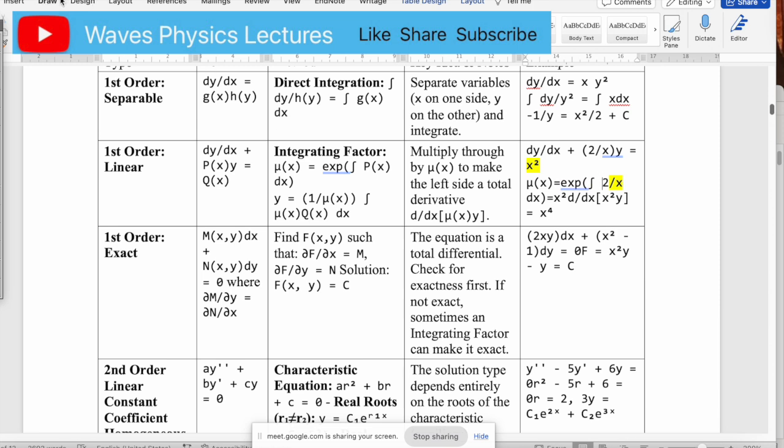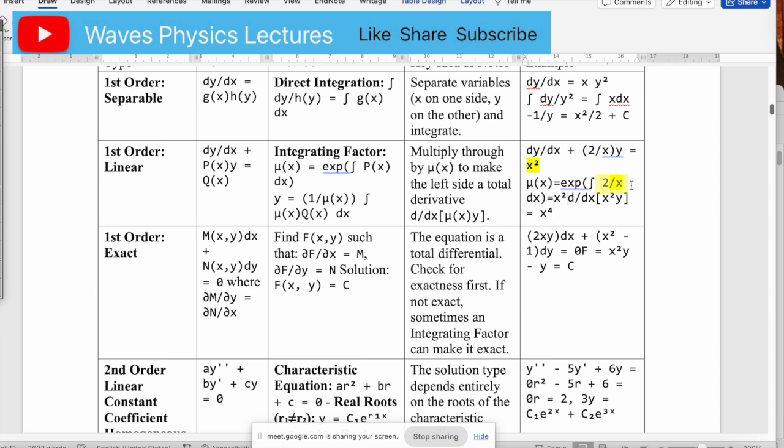So if I take this, this is my p(x), and I can take the integration of this with respect to dx. Now if I do that, I see that the equation will become exponent of this. You integrate this, it will become x squared.